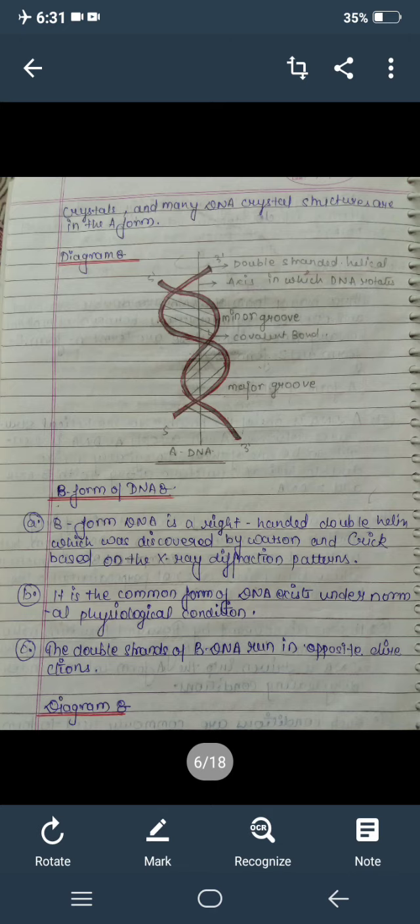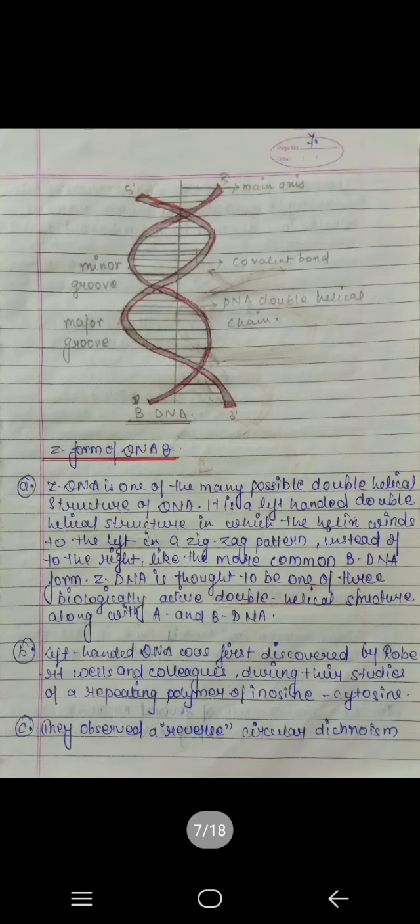Now, B form of DNA. B form of DNA is a right-handed double helix DNA which was discovered by Watson and Crick based on the X-ray diffraction method or pattern. It is the common form of DNA that exists under normal physiological condition, as you can see in the diagram.